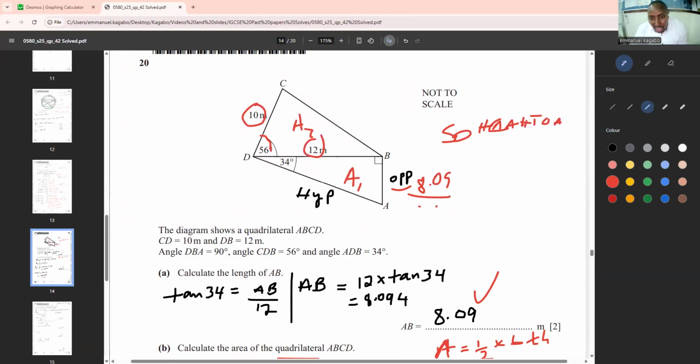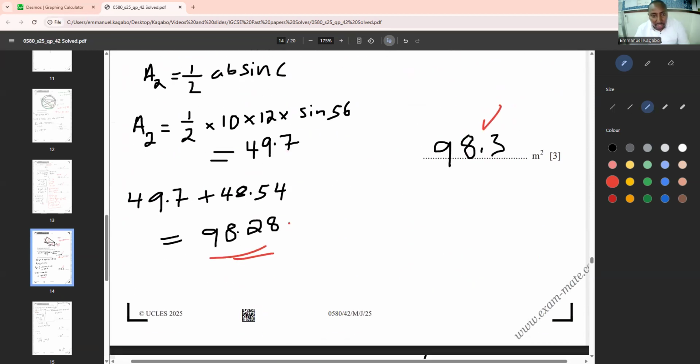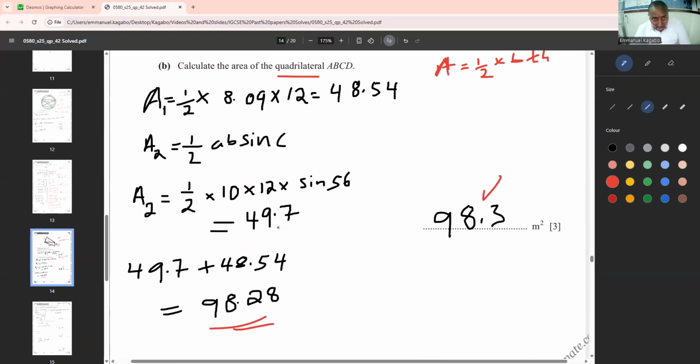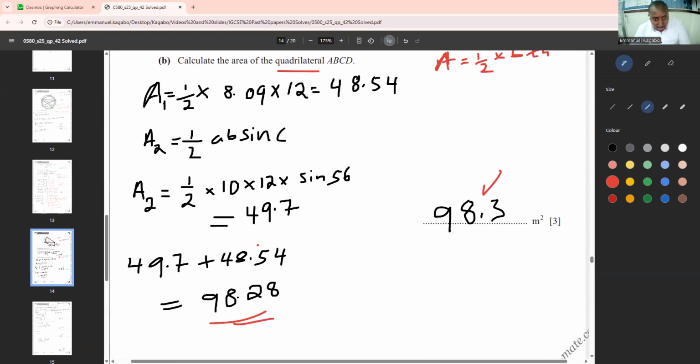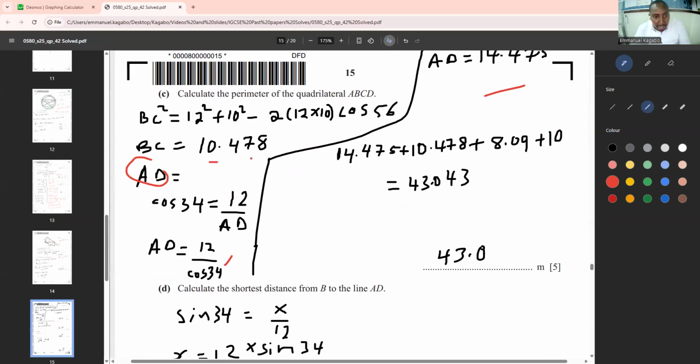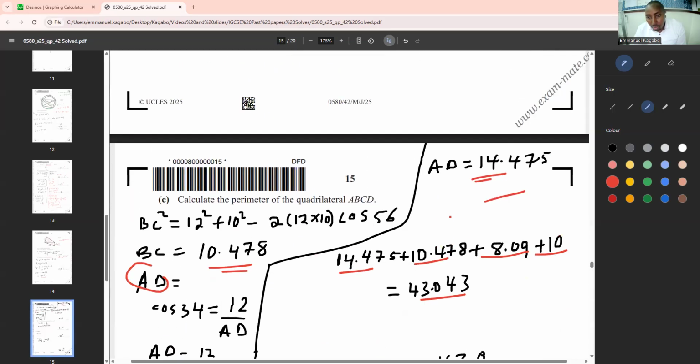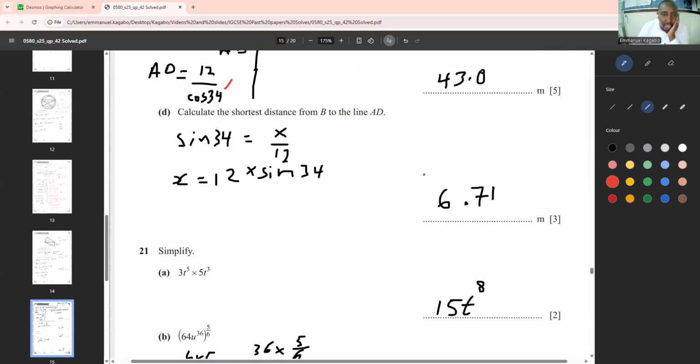So after getting here, and here, and here, I added. You can just check from my work, I can show you very well. So BC is that, AD is that, do you get that? So you add all the sides. You get this one, plus that, plus that, plus that, and that gives you that. Very good. Next question.